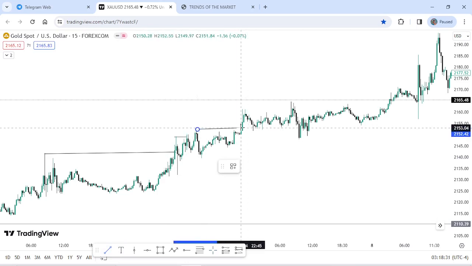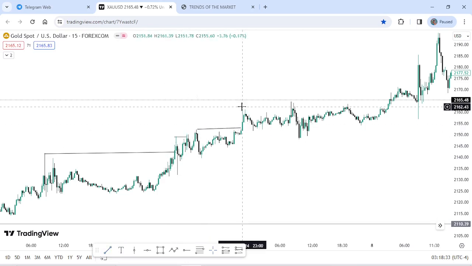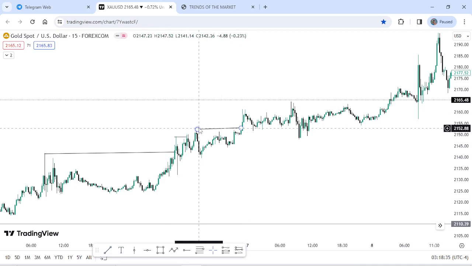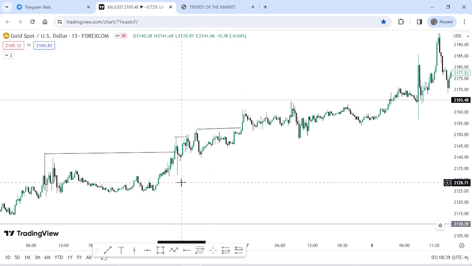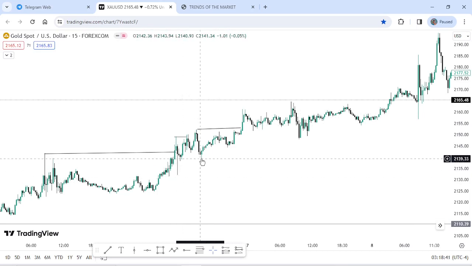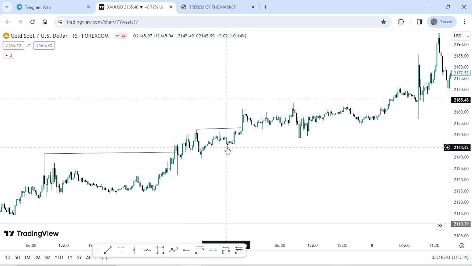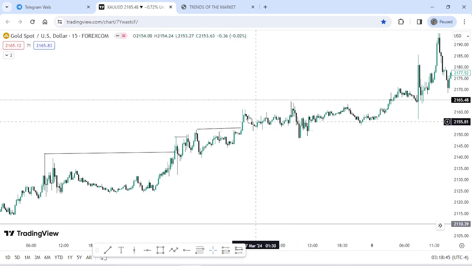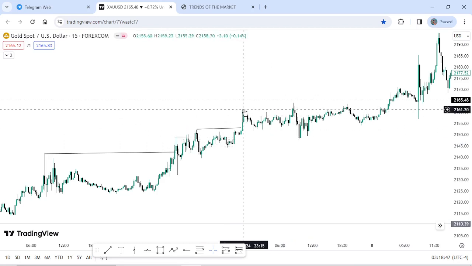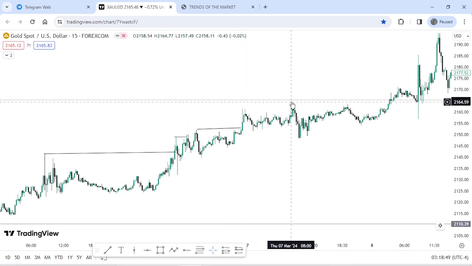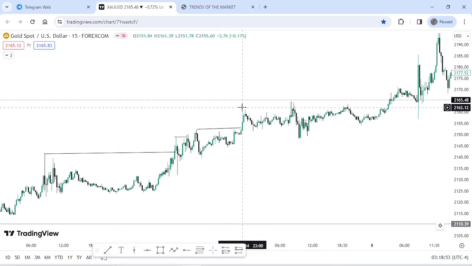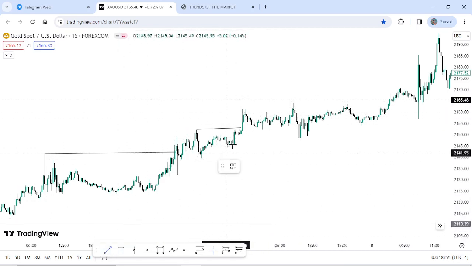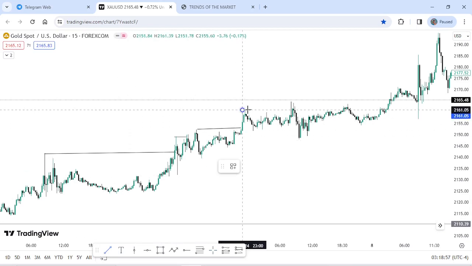So which other high? This high is higher than this one, so price is actually making another higher high here and another higher low, another higher low. So which high is higher than this high? Is this one right here. So the price is gradually breaking the previous highs and making higher highs.